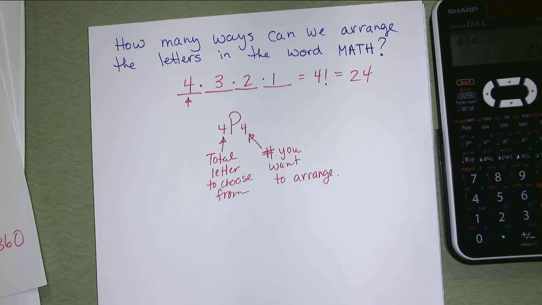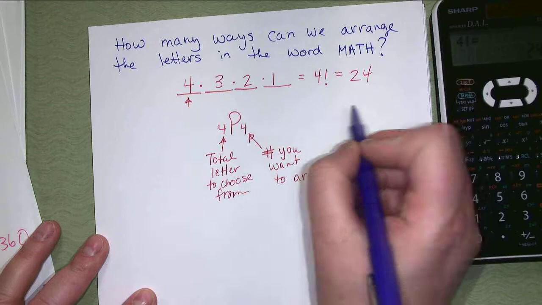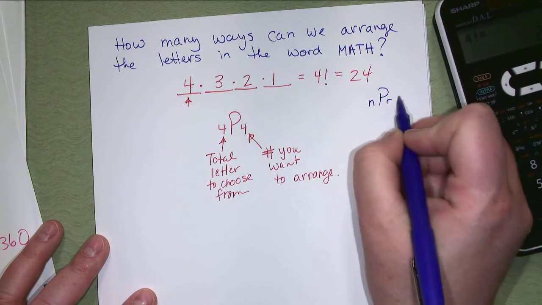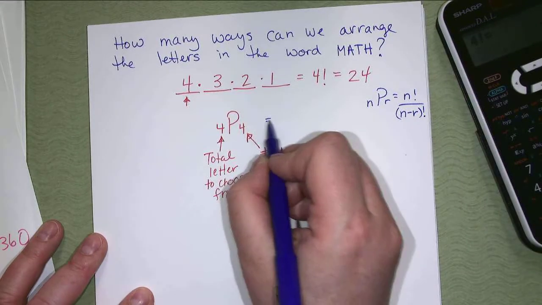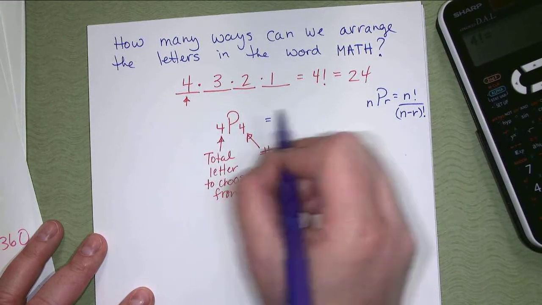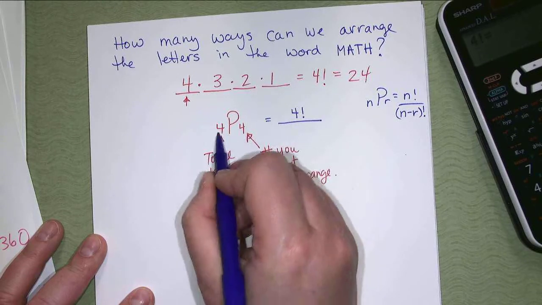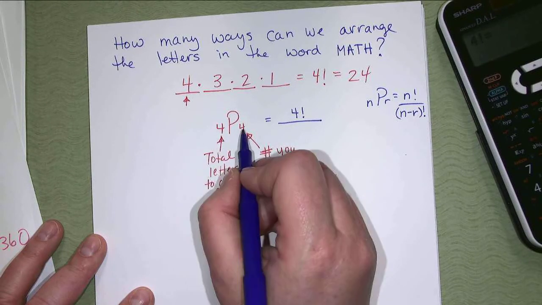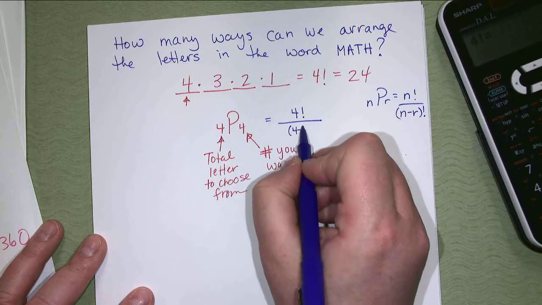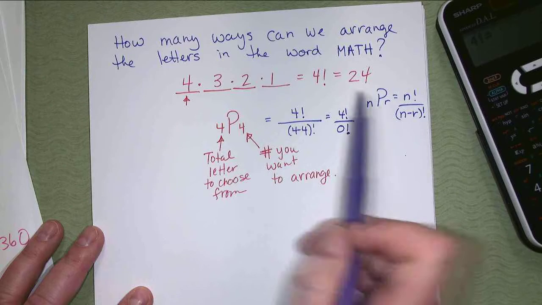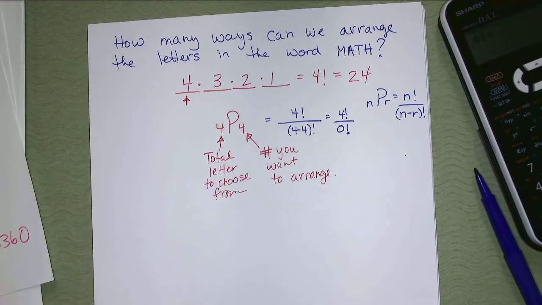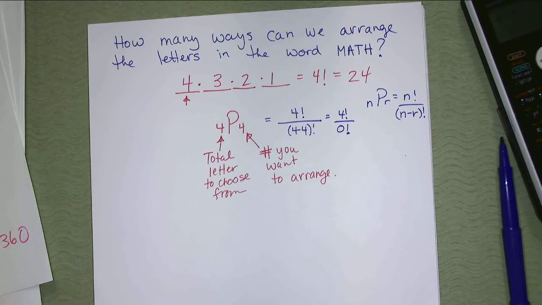Actually, this gives me a good chance to look at the formula, which was n factorial divided by n minus r factorial. If we put this in, n is the first number, so 4, and then we subtract them. What do we get? 4 minus 4, which is 0. So 4 factorial divided by 0 factorial. I'm telling you this is the same thing, but you can't divide by 0. But 0 factorial is actually 1. 0 factorial works out to 1, not 0.